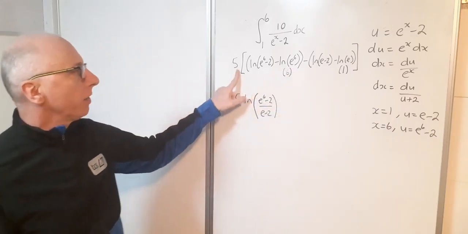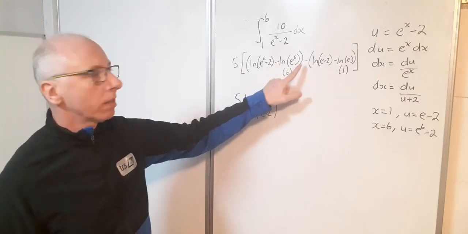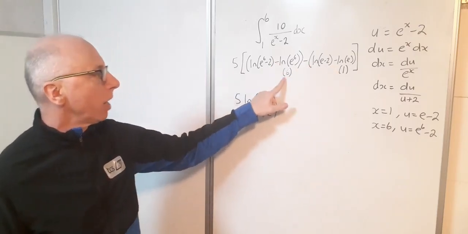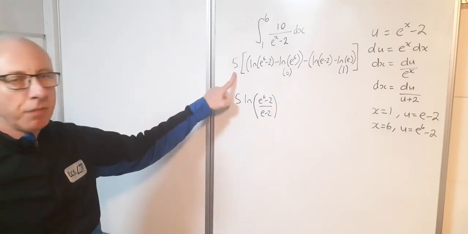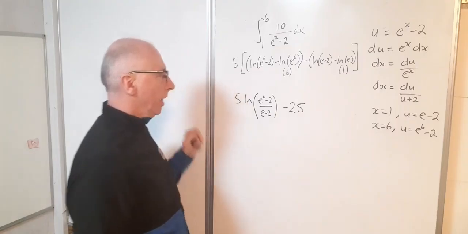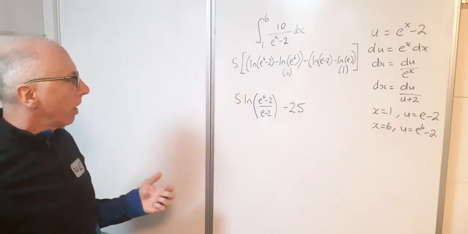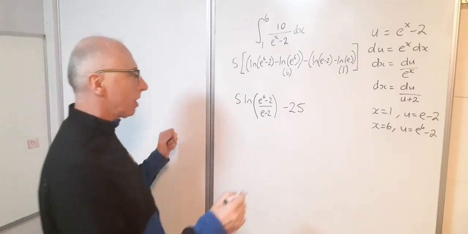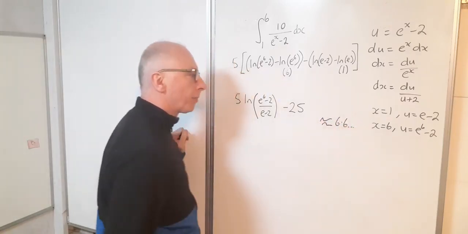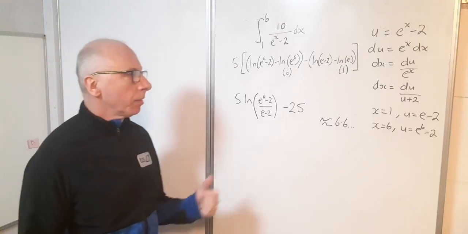And then I've got 5 times minus 6 minus 1, so that becomes a plus 1, so that becomes minus 5. Times that by 5, I've got minus 25. Okay, now if you plug that into your calculator, you'll get approximately 6.6 and a few bits. Okay, right, that completes this integral.